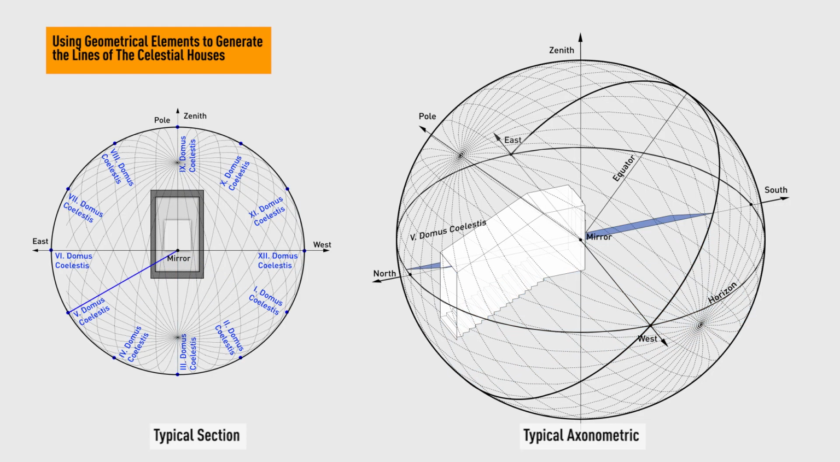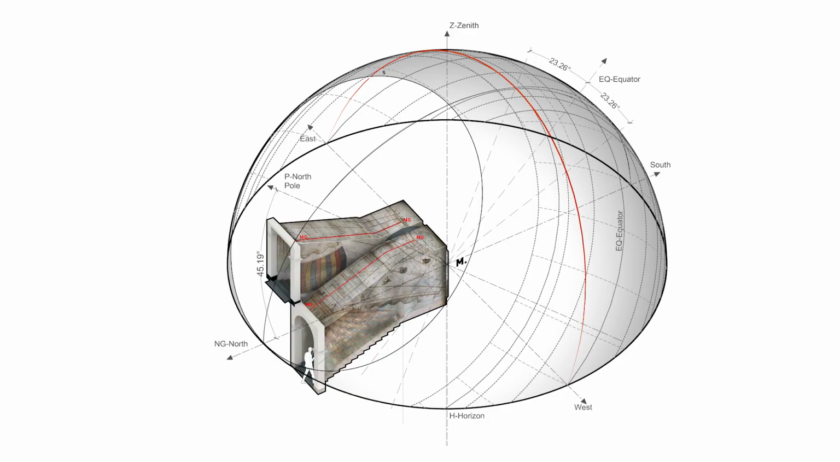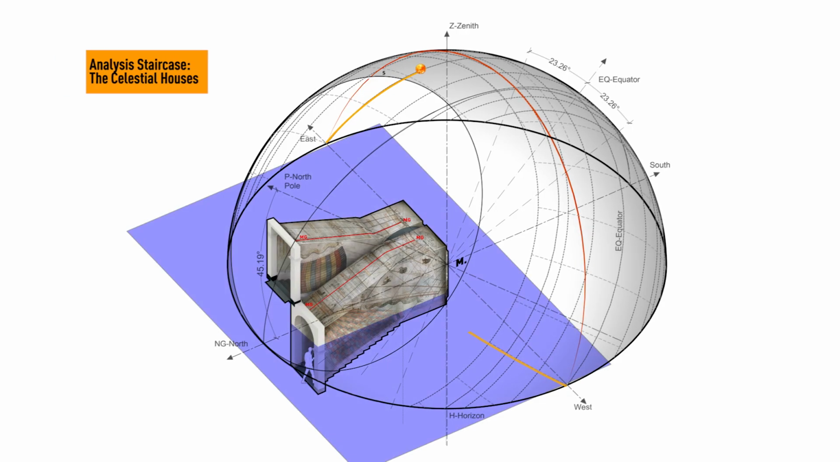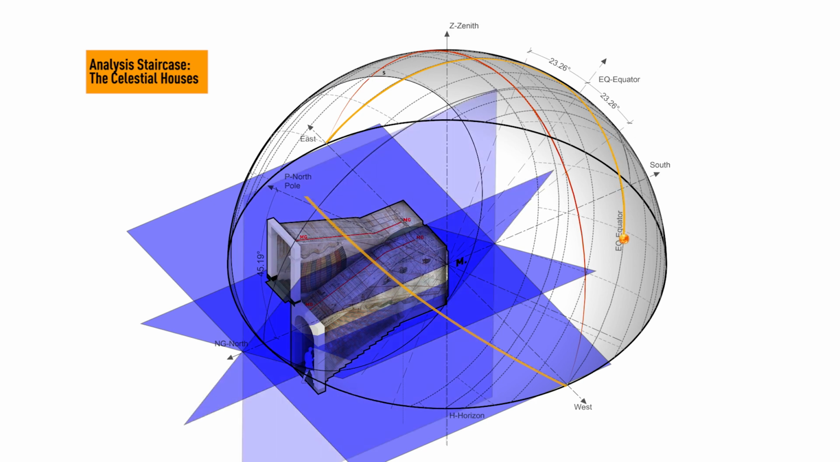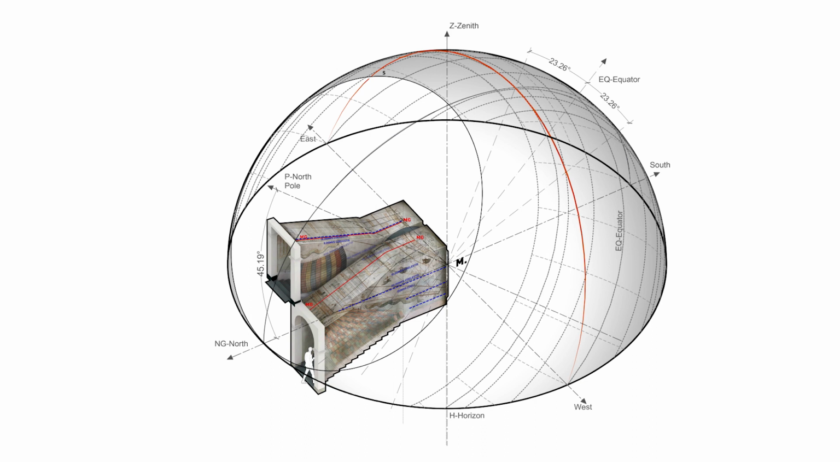The 12 astrological houses, also known as the celestial houses, represent a fundamental concept within astrology. The projection of the celestial houses onto the interior space can be achieved by delineating their presence on a celestial sphere.